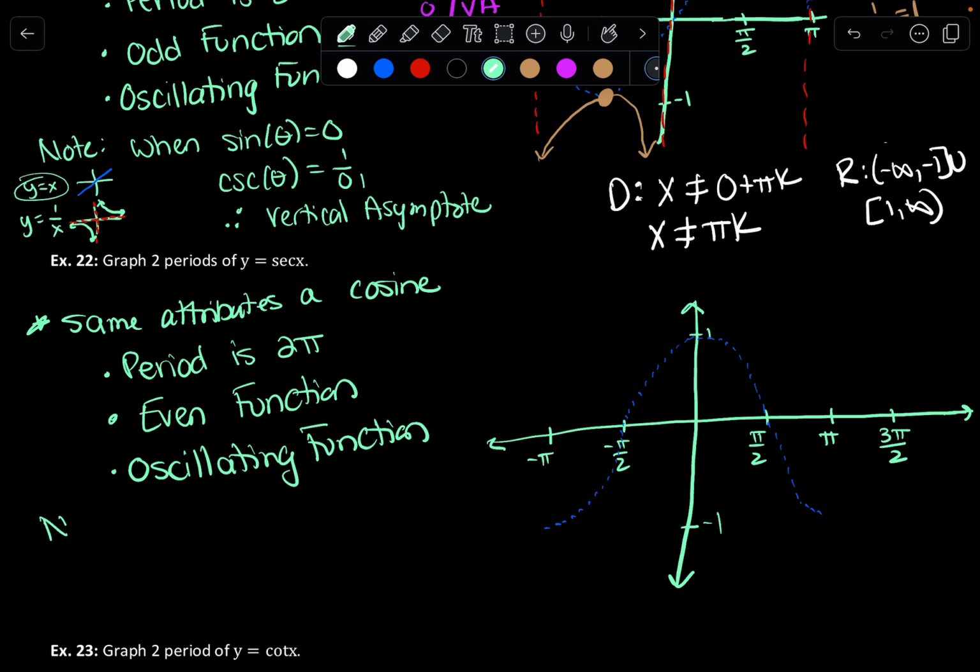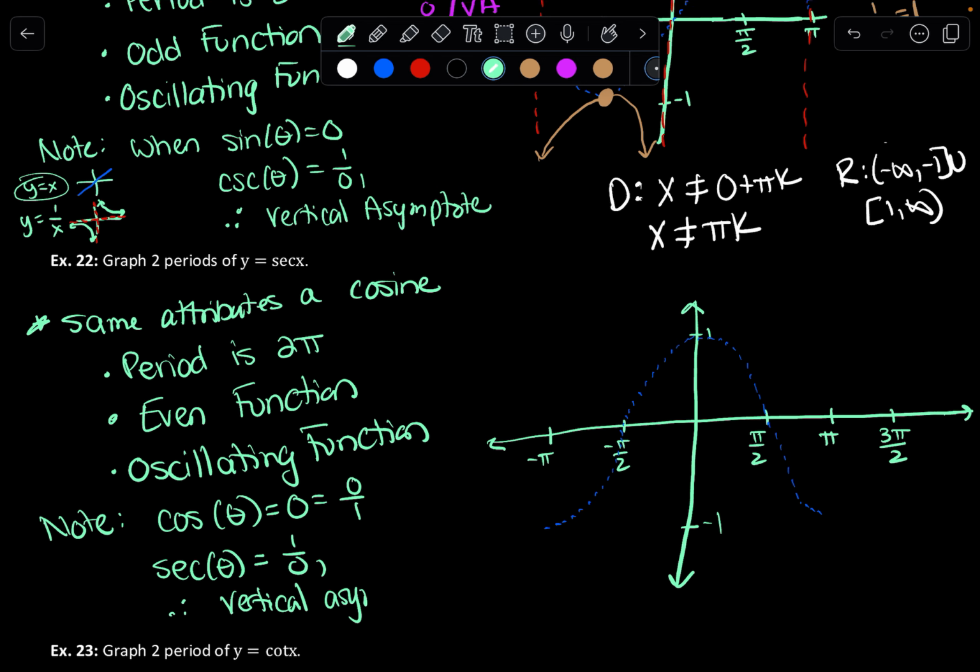And then again, let's make another note. When cosine theta is equal to 0, which is technically 0 over 1, that means secant theta is equal to 1 over 0, which means therefore there will be vertical asymptotes. So this is not specific to just sine and cosecant. This is true for all of the reciprocals, all trig reciprocals.